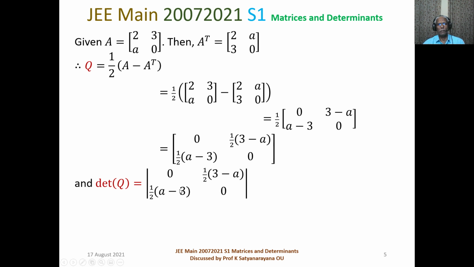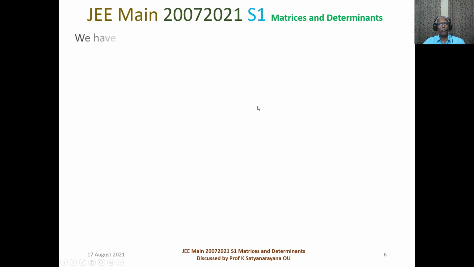Likewise the determinant is 0 times 0 minus 1/2 times (a minus 3) into 1/2 times (3 minus a). That will be equal to minus (a minus 3)(3 minus a) by 4. Now I will take this minus inside, a minus 3, that I will write as 3 minus a. So that will be equal to 1/4 into (3 minus a) whole square. Continue in the next slide. We have determinant of Q equal to 1/4 times (3 minus a) whole square.